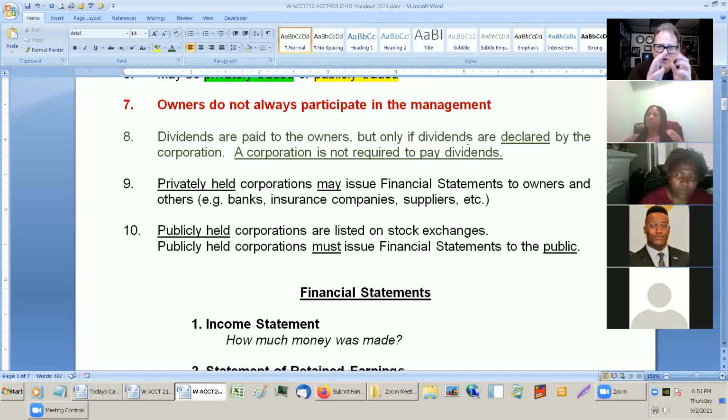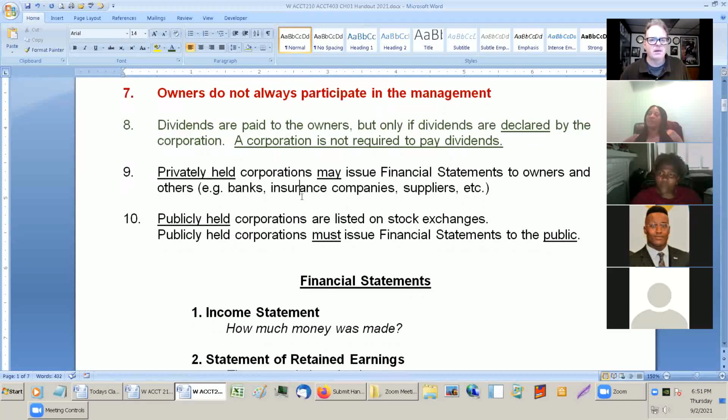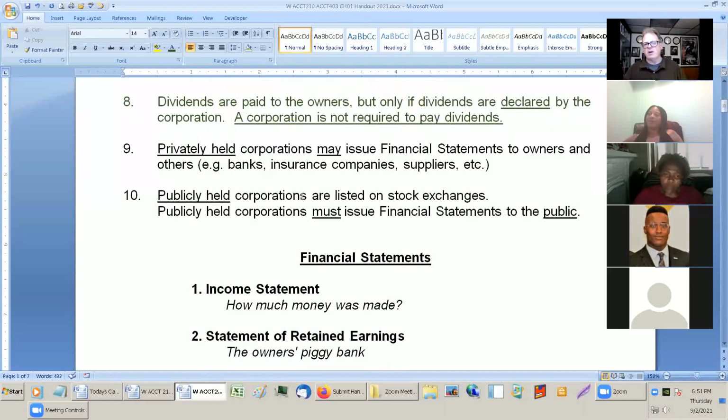The declaration. So they could say that they're going to pay dividends. If they do say they're going to pay dividends, then they are legally required to pay them. So if they say they're going to pay $1 for every share, and I have 500 shares, I'm going to be expecting a check for $500. But if they say, look, we had a bad year, we're not paying, then they're not required to pay the owners.